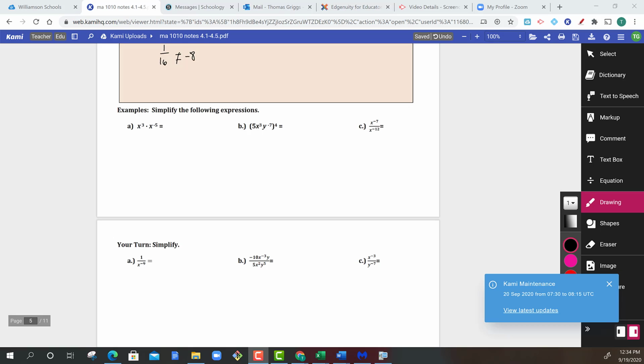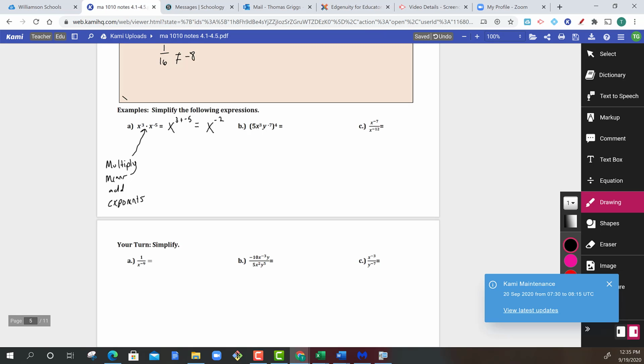So let's do a couple examples. Example 1, you are multiplying bases. So think back to the last section. When you multiply bases, you add the exponent. So that rule from the last section has not changed just because we have negative exponents there. So I'm going to add 3 plus -5 to simplify this, rewrite this with just one base, and that ends up giving us x raised to the -2nd power.